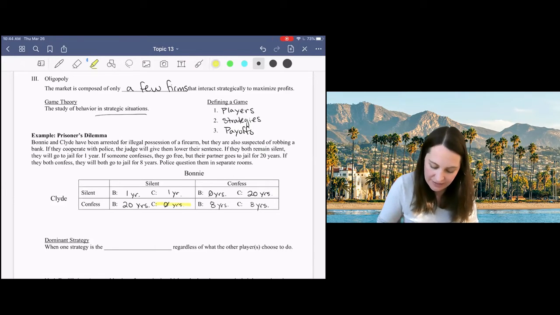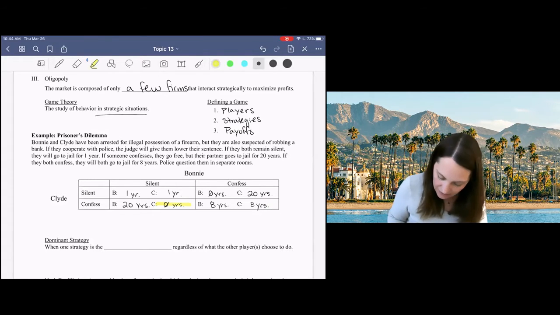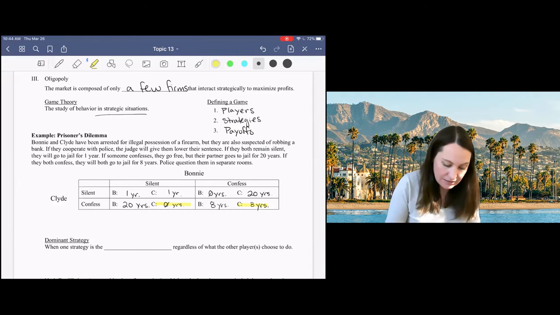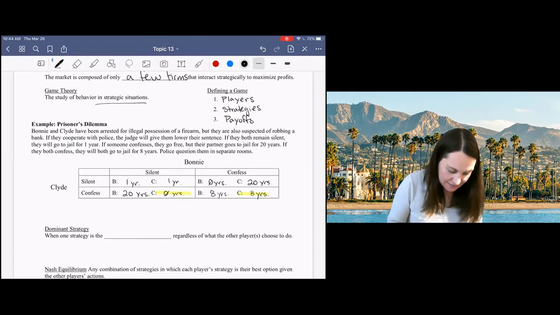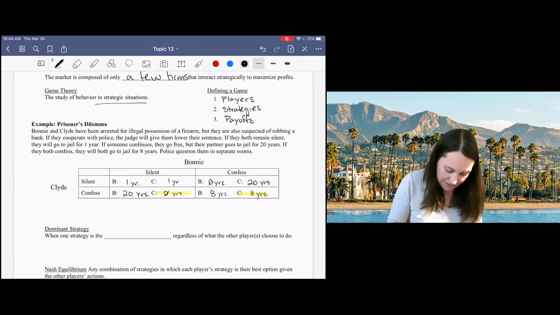What about if Bonnie confesses? If Bonnie confesses, again, Clyde gets a lower prison sentence if he also confesses. So again, we'll highlight that 8 years is better than 20 years. All right, so no matter what Bonnie does, Clyde is always better off confessing, and we call that a dominant strategy.